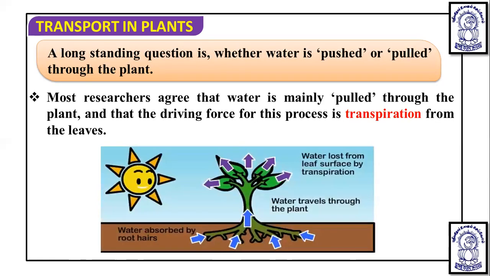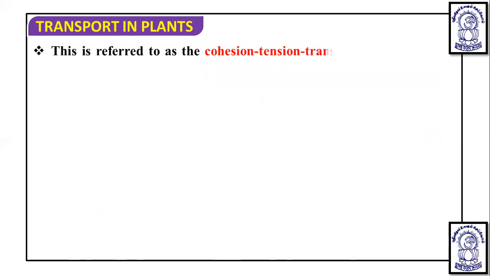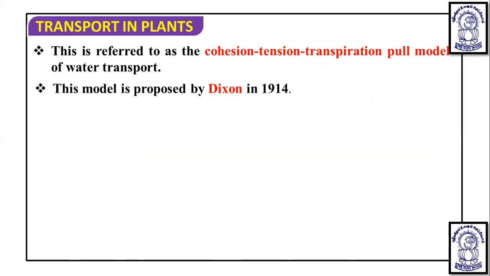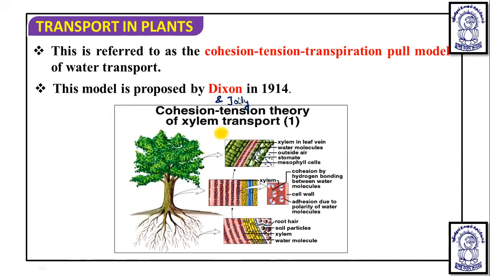This is referred to as the cohesion-tension transpiration pull theory. The transpiration pull theory is explained for the understanding of transpiration pull, and it is also known as the cohesion-tension transpiration pull model of water transport. This model was proposed by Dixon and Joly in 1914. Remember, it was put forward by Dixon and Joly. This is the cohesion-tension transpiration pull theory of xylem transport, for the pulling of water up in tall plants.